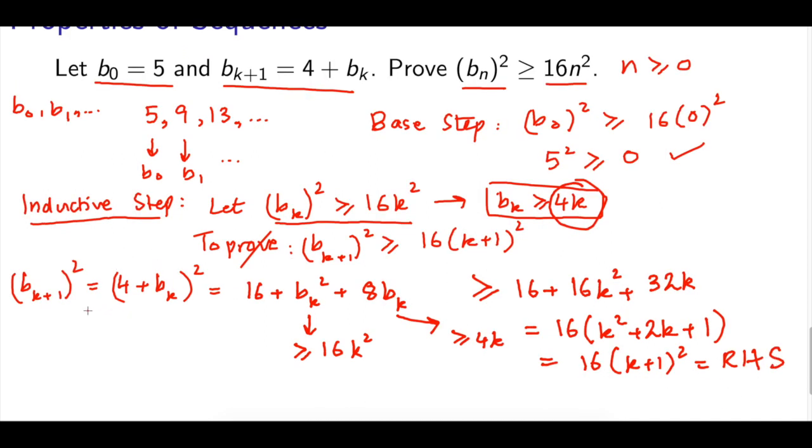So we started with the left hand side here, and we said this is equal to, this is equal to, this was greater than or equal to, and then we have a couple of other equal to's here. So this means we can say left hand side is greater than or equal to right hand side. Okay, so this is the proof for sequences.